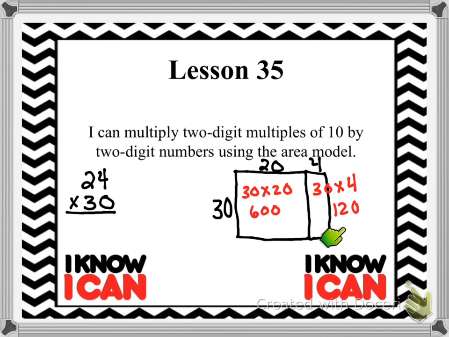So we would take 120 and put it in our standard algorithm, then take this last one, 600, and add these partial products up to get 720. This is what we are going to focus on today, using area models to multiply two-digit multiples of 10. So let's get started.